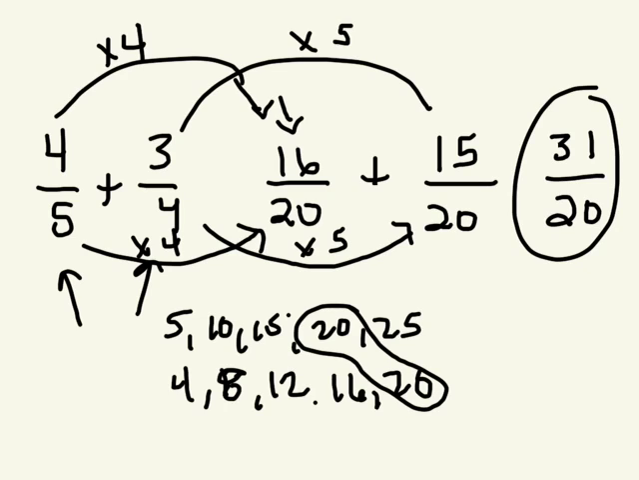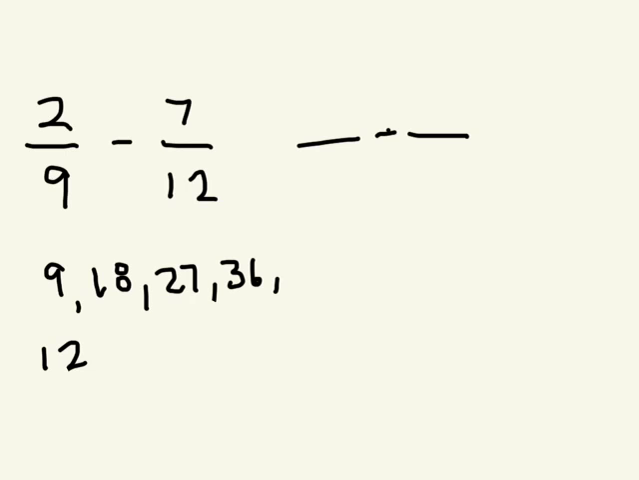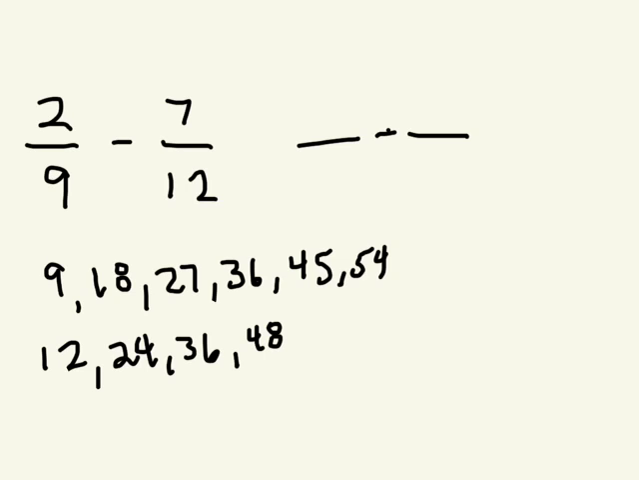Let's do another example. 2/9 minus 7/12. Again, the denominators are different, so we're going to have to find the common denominator. 9 and 12. I'm going to count by nines: 9, 18, 27, 36, 45, 54, and so on. Well, 12 counts by 12, 24, 36, 48, 60, and so on.